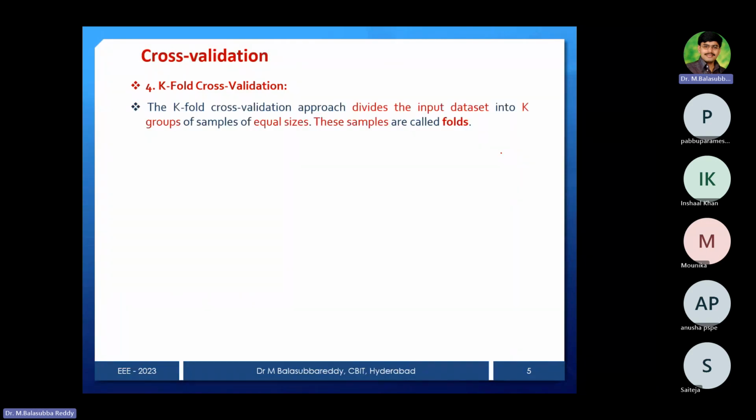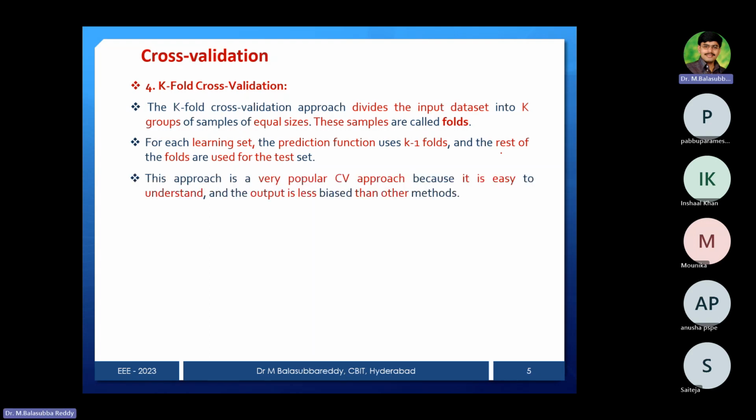Now you can see k-fold cross validation. This is a very good method, I can say. The k-fold cross validation approach divides the input data set into k groups of samples equal in size. We call these folds. So we have to divide them equal in size. For each learning set, the prediction function is used on k-1 folds, and the rest of the folds are used for the test set. This is a very popular cross-validation approach, it is easy to understand, and the output is less biased than other methods.